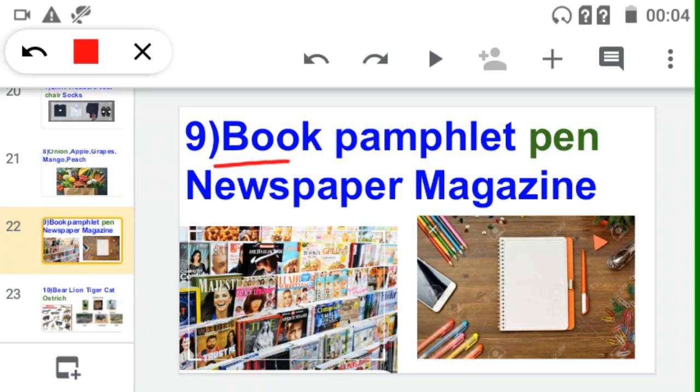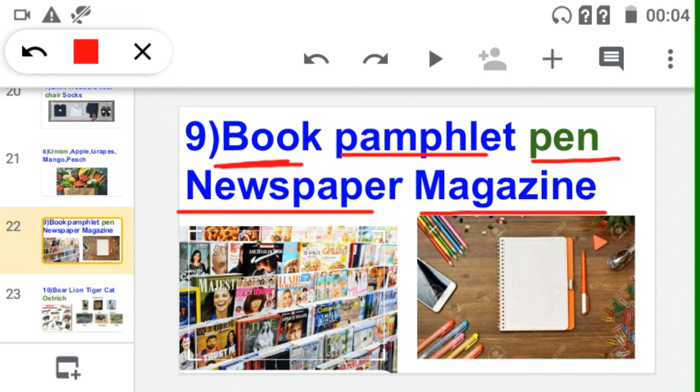Now see the ninth one. First is a book, then pamphlet, then pen, then newspaper, magazine. Have you observed, students? When we are reading, books we read, pamphlet we read, newspaper we read, magazine we read. Correct. So these four things we read. But pen, when we need to write, only then do we use a pen.